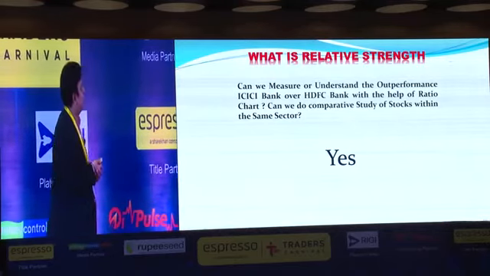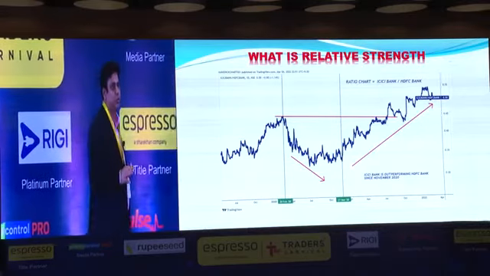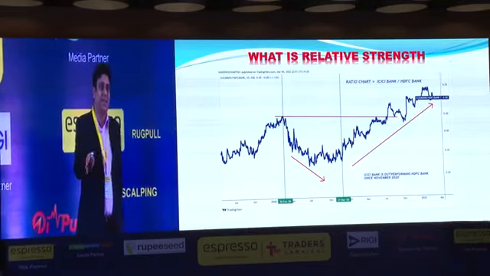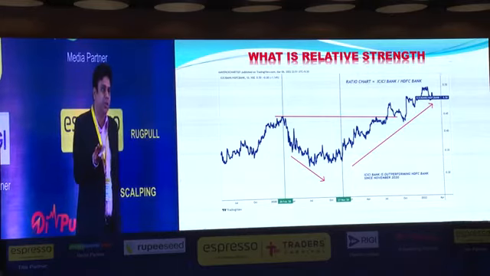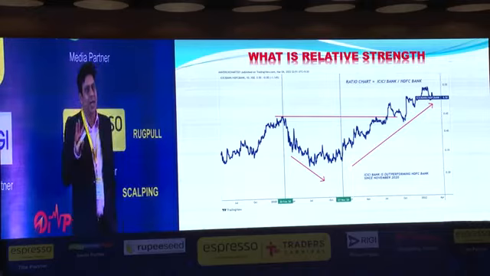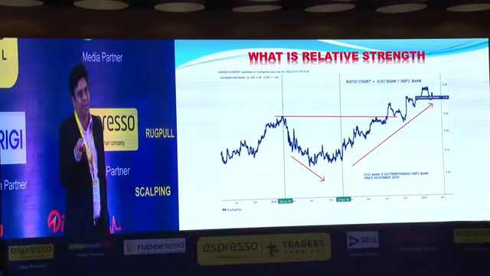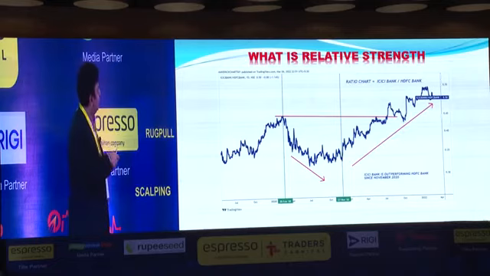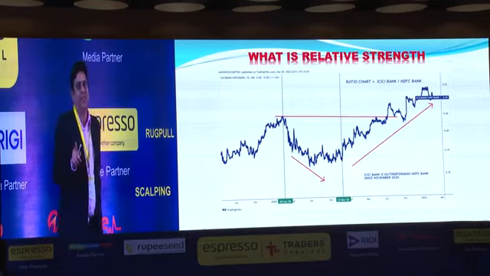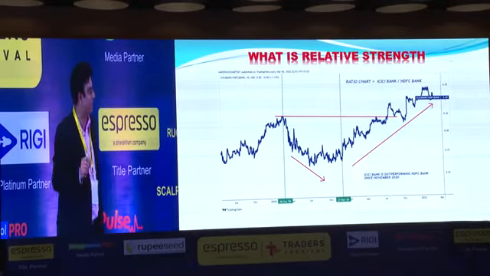So we can plot this. The next screen is, friends, now please pay attention. We have divided the stock price of ICICI Bank by HDFC Bank. We have not divided it by the Nifty because in this particular chart I am only making a comparison of underperformance or outperformance between ICICI Bank and HDFC Bank. So this is a ratio chart where the stock price of ICICI Bank has been divided by HDFC Bank and plotted as a line chart.